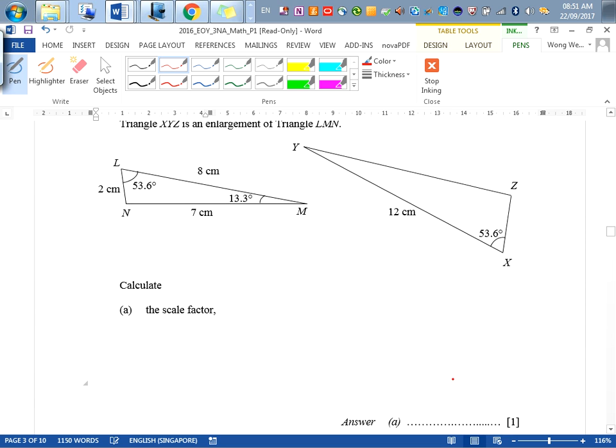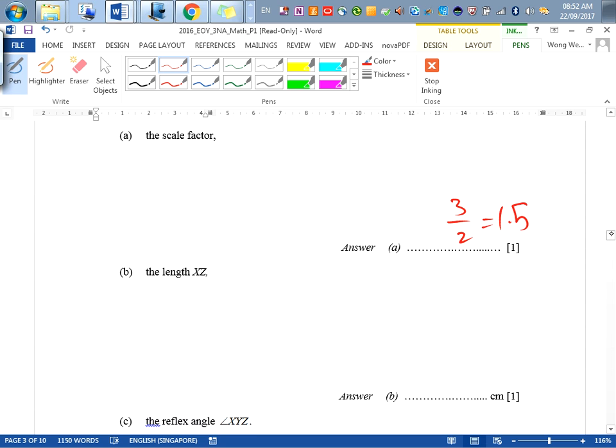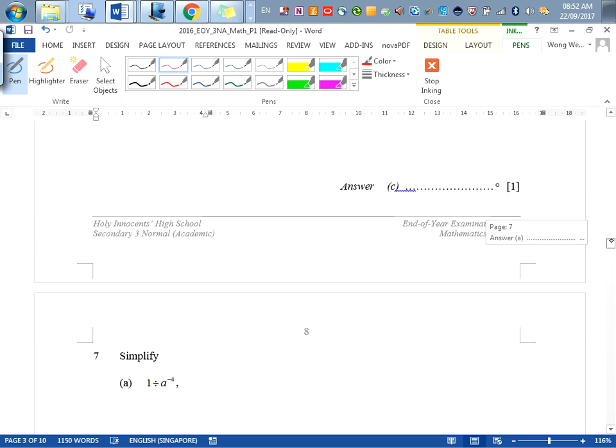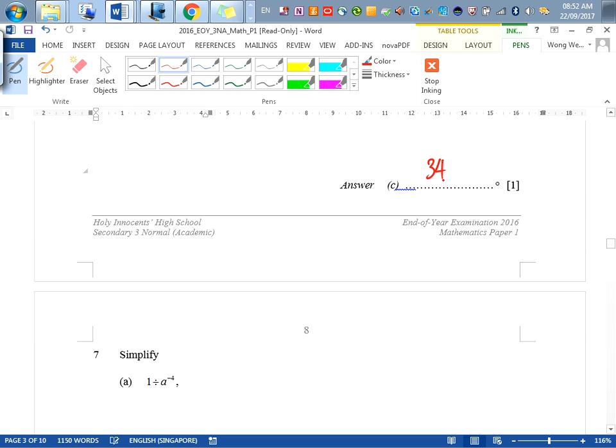Scale factor is 3 over 2. You can leave it as 1.5 also. Questions? Any? The length of XZ is 3 cm. The reflex angle is 346.7 degrees.